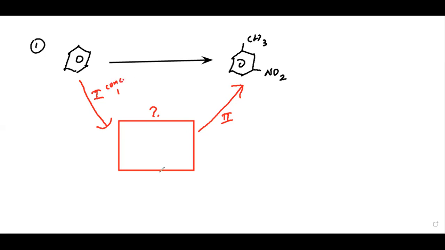and H2SO4, no? Okay, then Tamasha, if I add conc HNO3 and H2SO4, then you get here nitrobenzene, NO2, NO2.